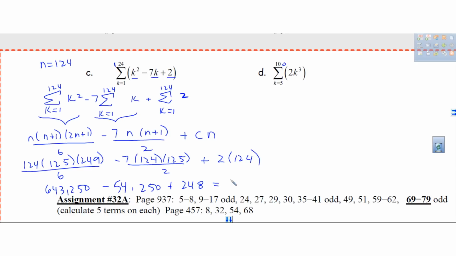And I get 589,248. That's my answer. Figure out the equation, write it down, stick in your n, done. It's really not too tough.